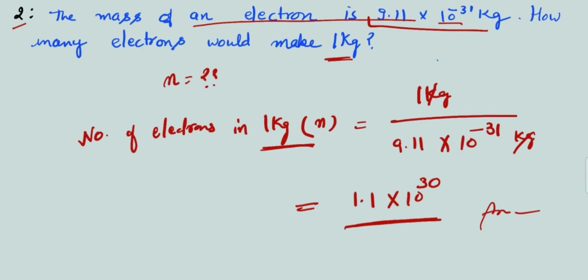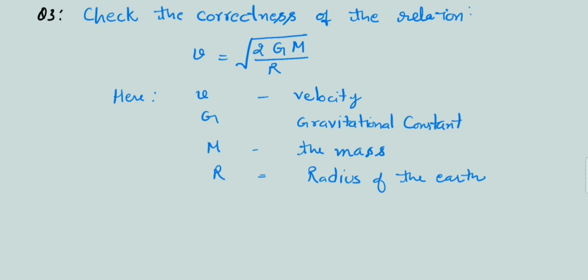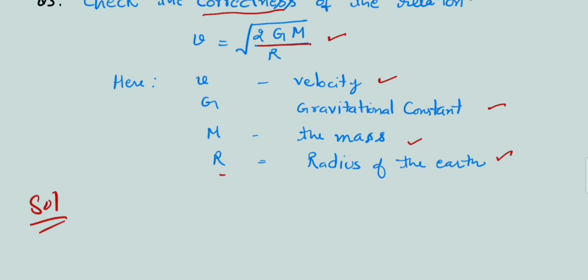So let's do the third question now. The third question is, we have to check the correctness of this relation: v is equal to square root of 2GM divided by r. Here v is the velocity, G is the gravitational constant, M is the mass, and r is the radius of the earth. So for that, equate the dimensions of the left hand side with the right hand side. If the dimensions of the left hand side are equal to the right hand side, then this relation is correct, otherwise this relation is incorrect.